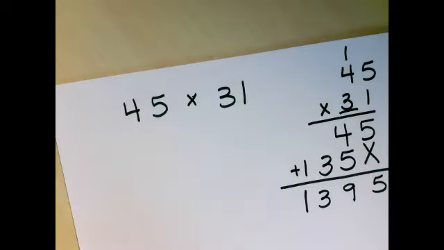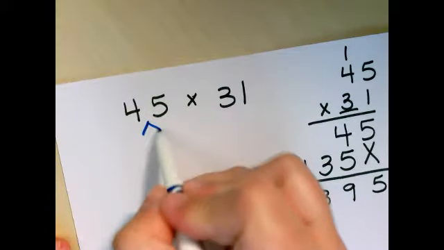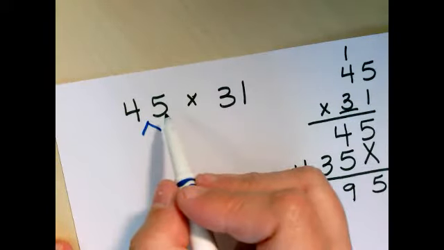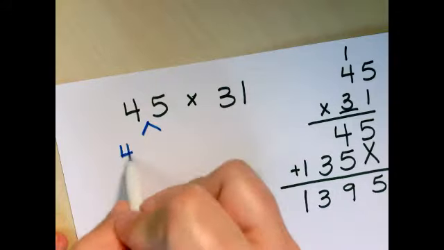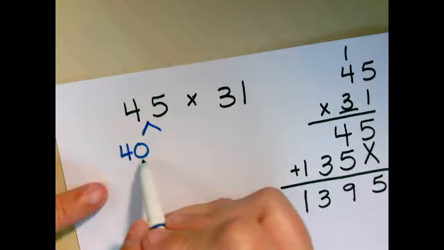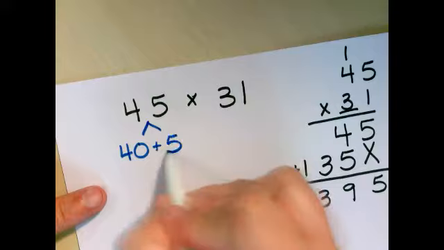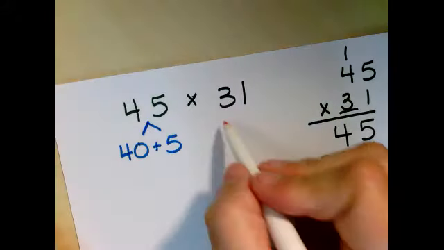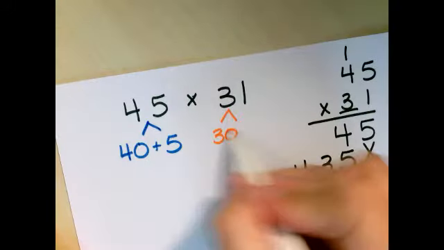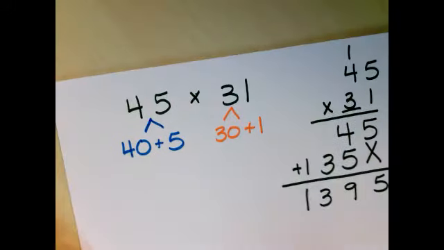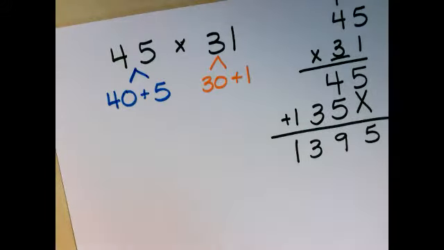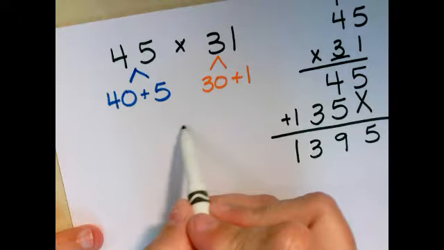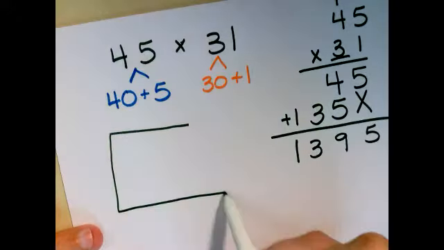So as we do this, we're going to make sure that we understand that 45, if we use expanded form, is equivalent to 4 tens and 5 ones. And that 31 is equivalent to 3 tens and 1 one. And now we can actually multiply these using a grid format.